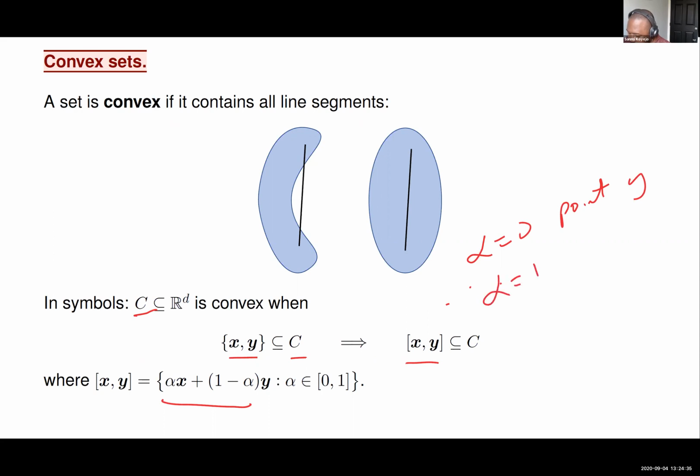If alpha equals 1, I'll be at point X. And then for any other value of alpha, I can interpolate between X and Y. So that's a simple way to describe a line segment between 2 points X and Y.